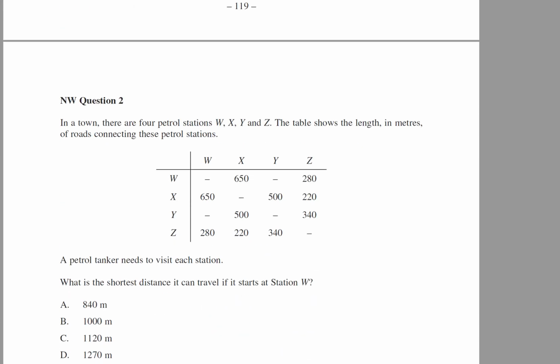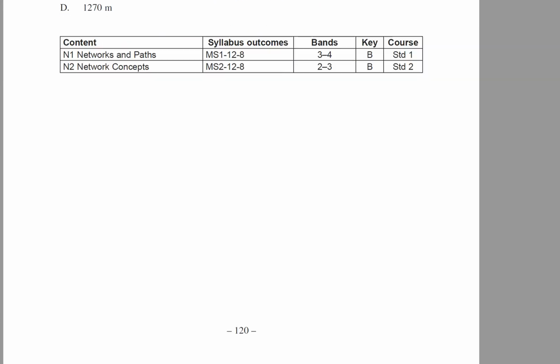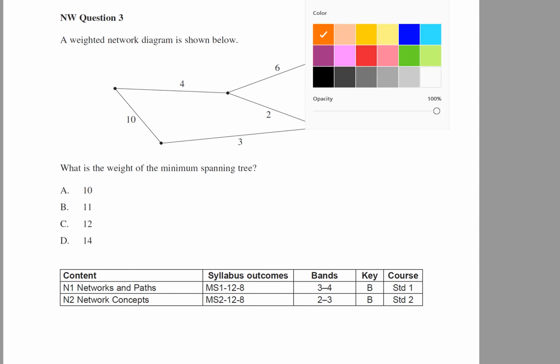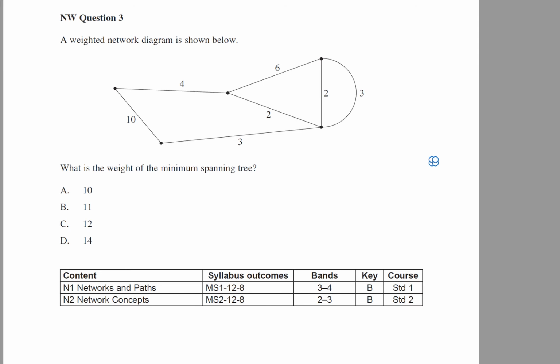This question's repeated again, so I'll do it for the long answer version. Okay, a weighted network diagram is shown below. Now, what is the minimum spanning tree? So let's start with the two shortest edges, like that.